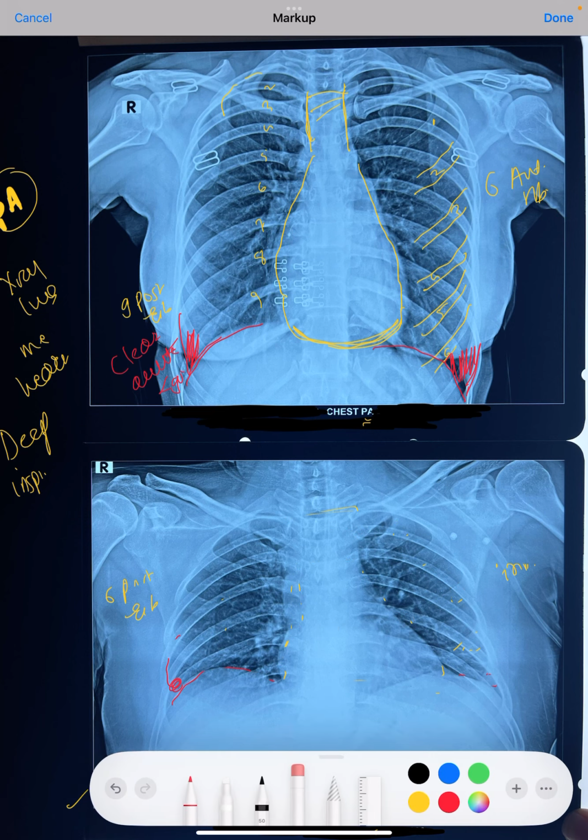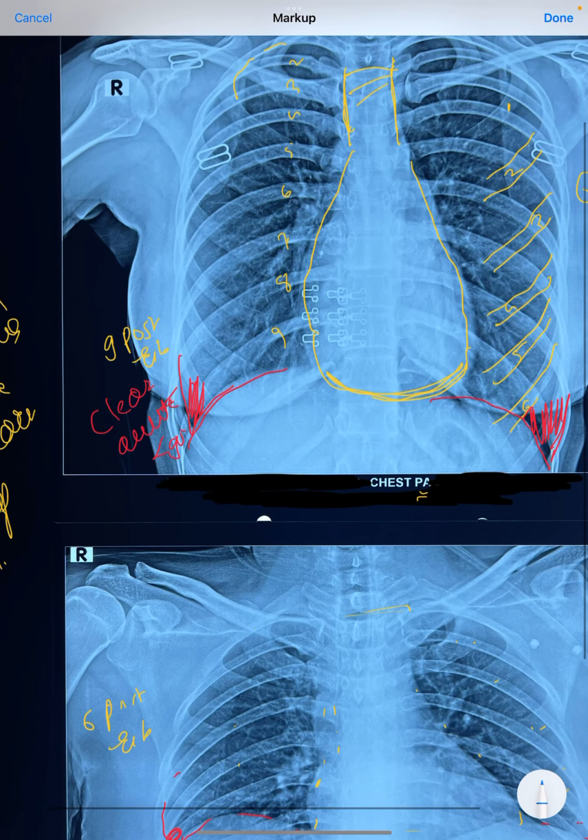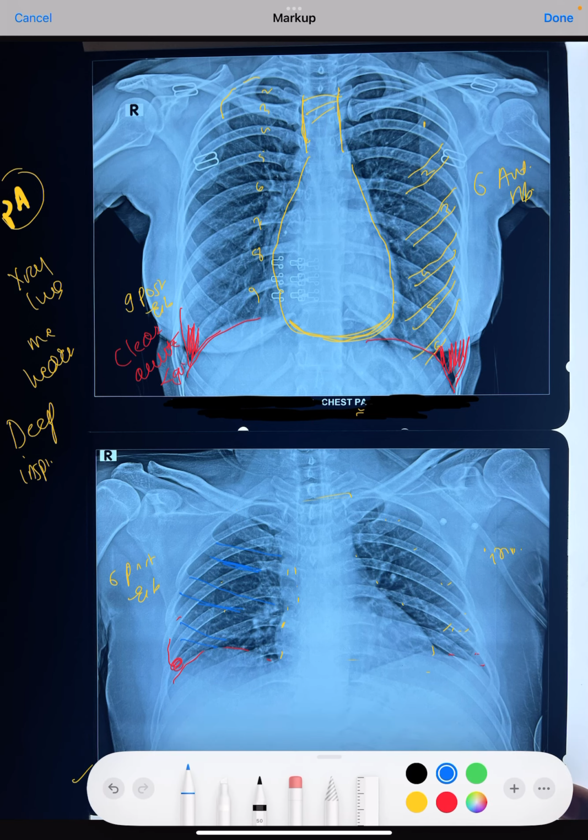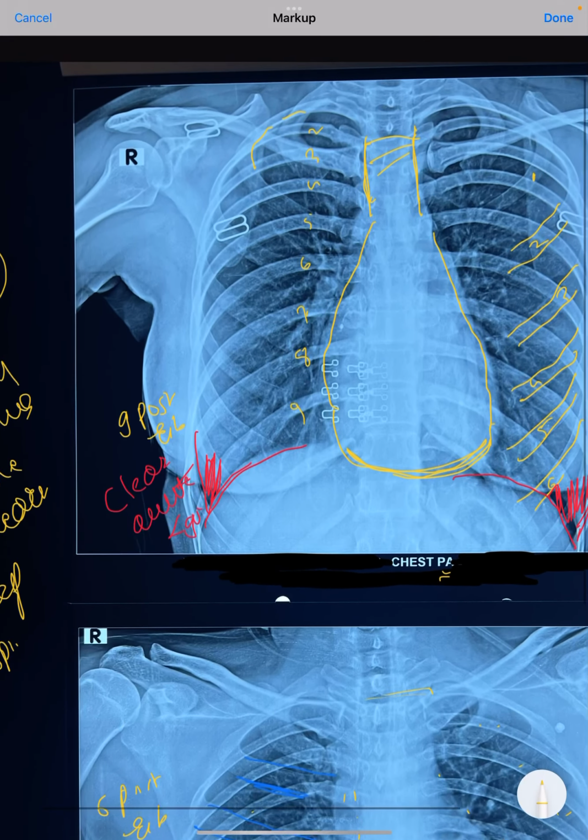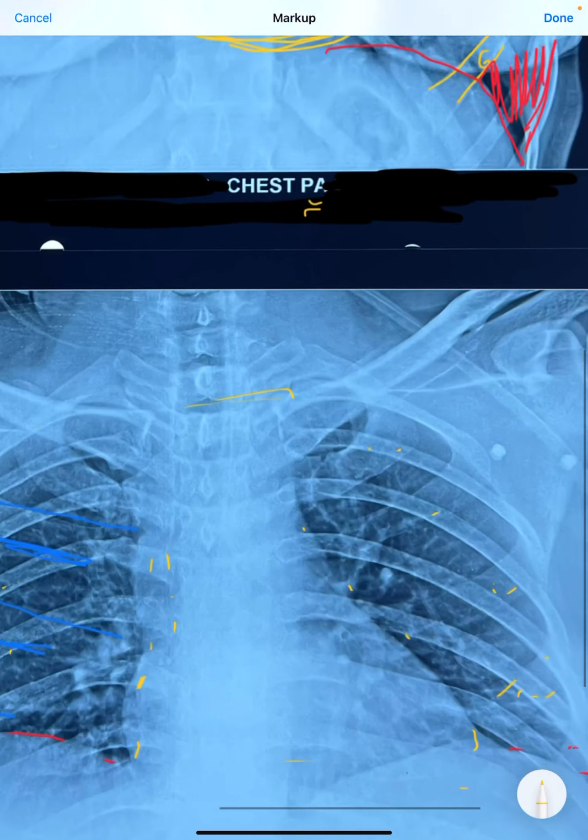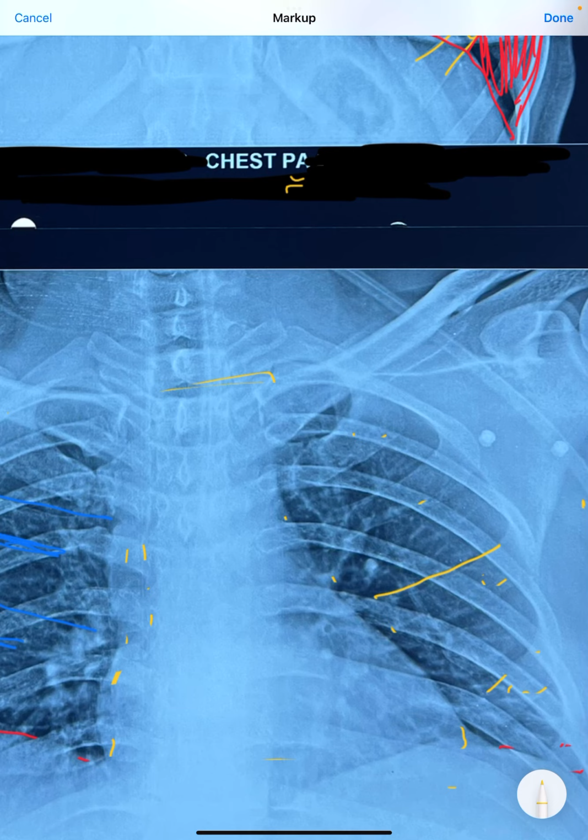The other differences which we can point out: you can always see the anterior ribs will appear more flat or transverse. If you can see, this is the anterior rib, this is the anterior rib. It will appear very much flat, whereas if the X-ray is taken in deep inspiration, it will appear more oblique. This is more oblique, not flat like here. You can see that this is almost flat.